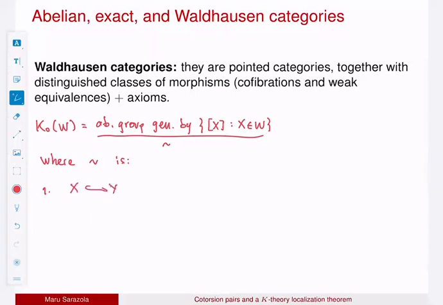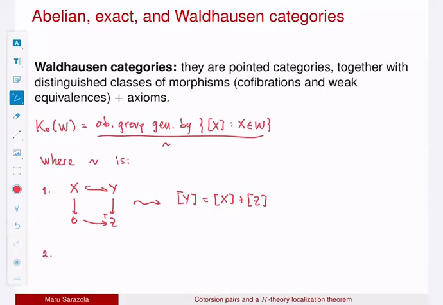So first we have cofibrations, and the cofibrations are going to behave like the monomorphisms did in the abelian and exact categories. So for any cofibration like this, the axioms tell us that we must be able to take this pushout to the zero object. So if we find the pushout, we are going to induce the relation that the class of y is the class of x plus the class of the pushout.